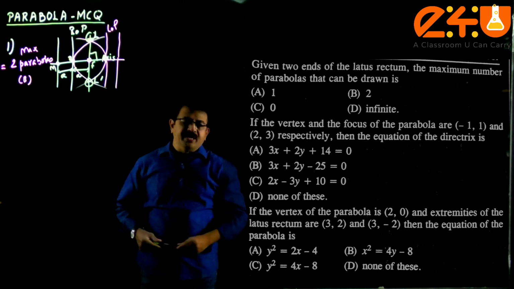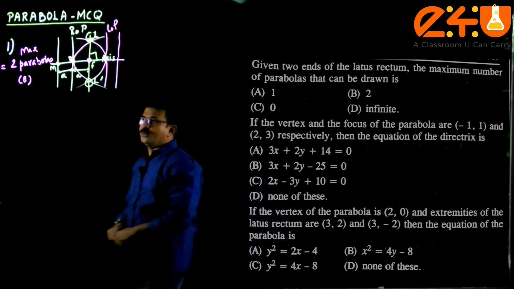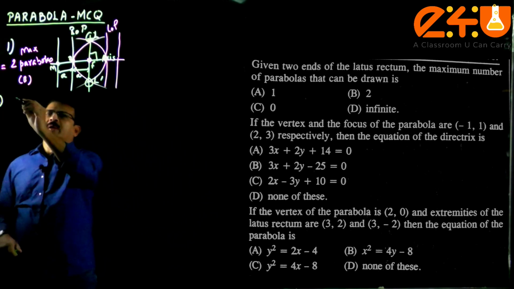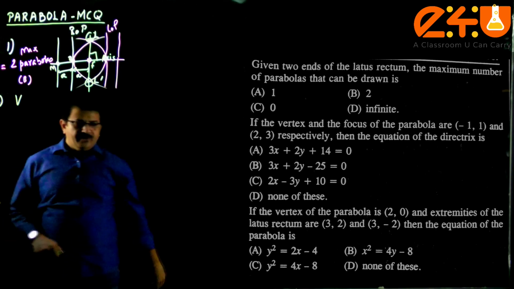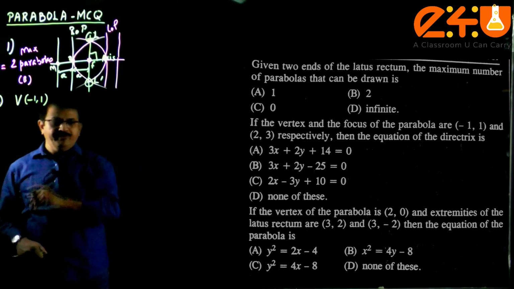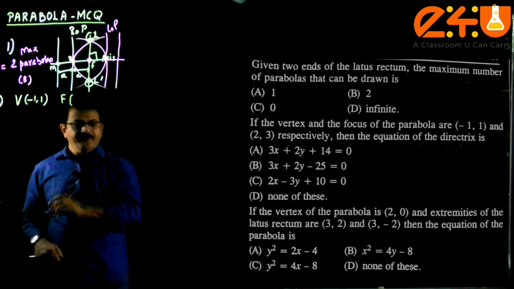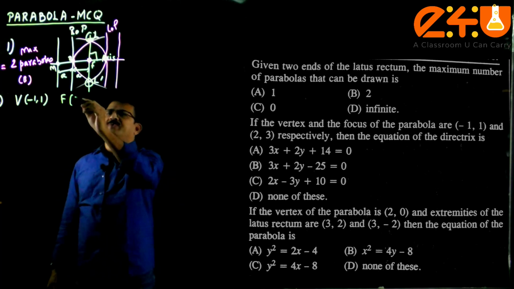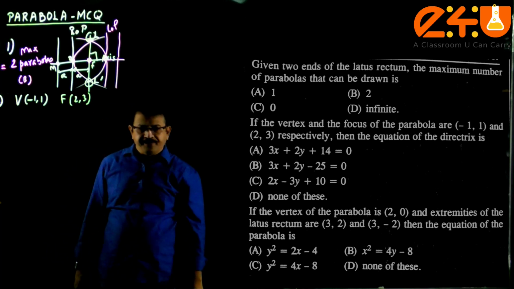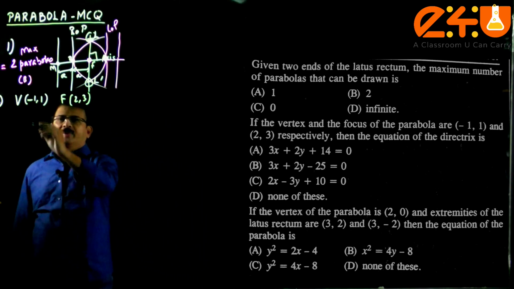If the vertex and focus of the parabola are (-1, 1) and (2, 3) respectively, he has given the vertex as (-1, 1). Take it in order because it says respectively. Coordinates of the focus will then be (2, 3). Then he wants the equation of the directrix.